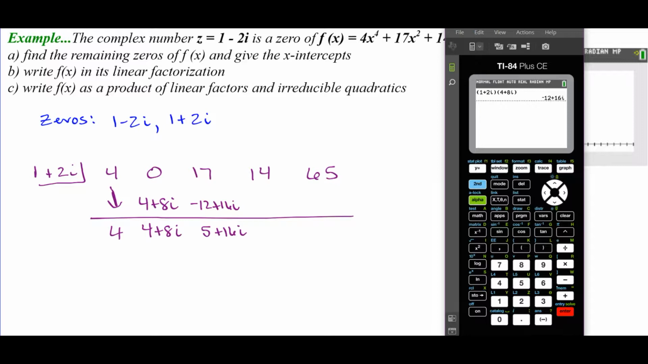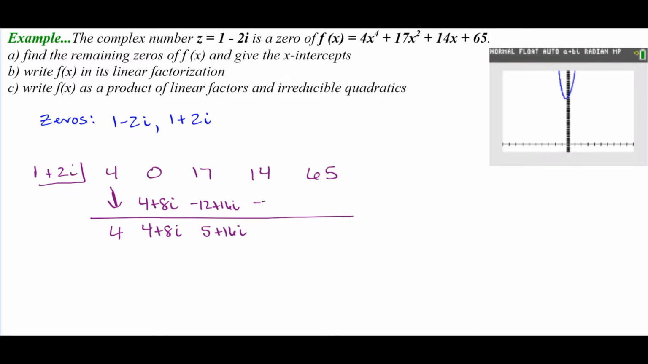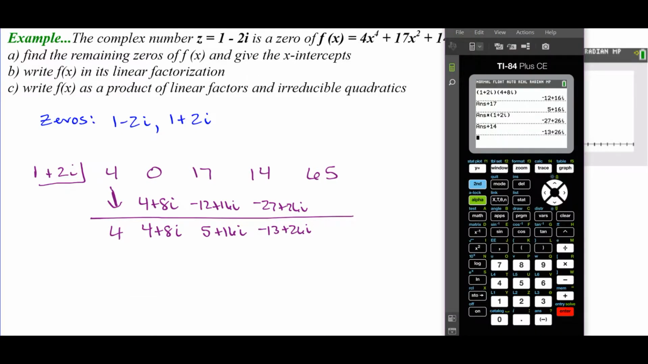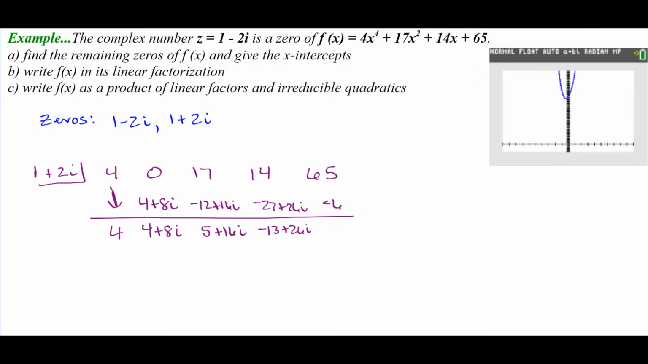Calculator if I want. So add the 17 to that. And we've got that, and then we're going to multiply by the 1 plus 2i. And here we get negative 27 plus 26i. So I've got negative 13 plus 26i. Multiplying that times the 1 plus 2i gives us negative 65, which gives me 0, which is what I'm looking for. So this is looking a little bit ugly, but it's going to work out.